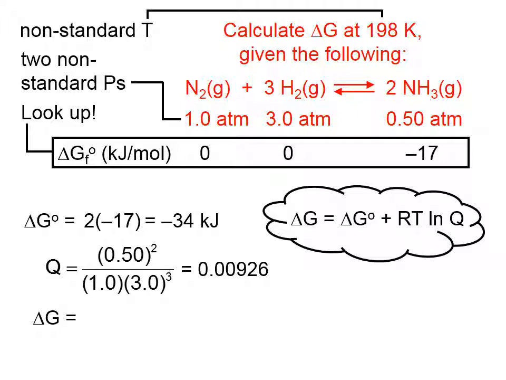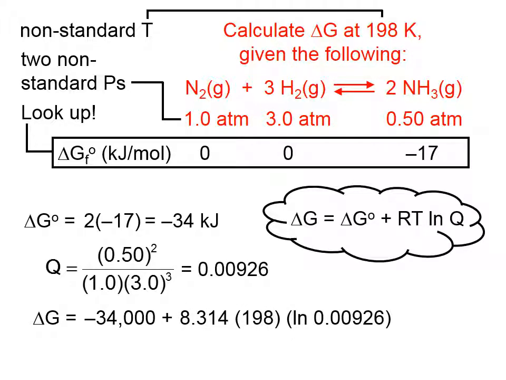Now we're ready to put the whole thing together. We want to make sure that our delta G naught is in joules, because as you recall, this value of R, which is 8.314, has the unit joules in it. Do not use kilojoules for this delta G naught value. So there it is. Negative 34,000 is the delta G naught term. Then we add in our R value, 8.314. We add in the term for temperature, which is in Kelvin, and then we take the natural log of Q.